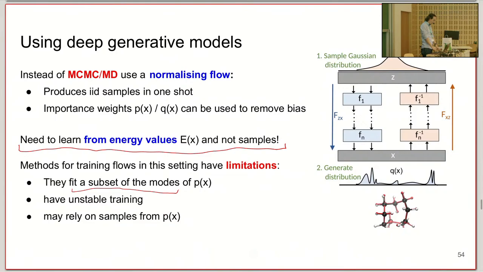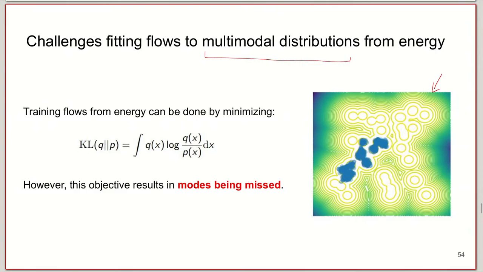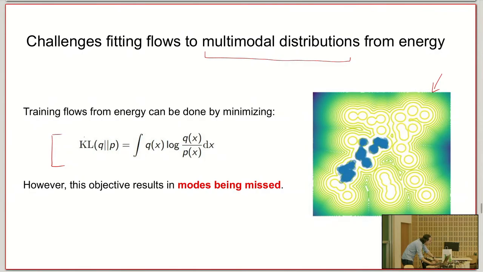Another illustration of this is how they fail to fit multimodal distributions. Most of these Boltzmann distributions will be highly multimodal. And if you try to fit a normalizing flow to those distributions, you could do it by minimizing the KL divergence, which is given by this expression. It's a distance between distributions. It's zero if the two distributions are the same, positive otherwise. You could try to minimize this to make your normalizing flow fit the Boltzmann distribution.